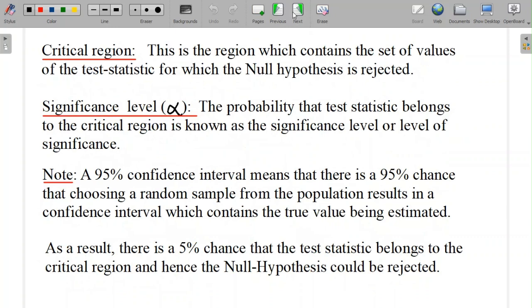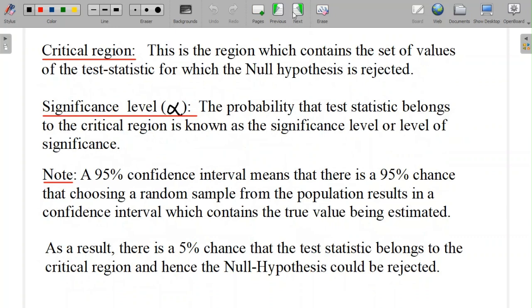Now, the significance level alpha, which will be a part of every question, is the probability that the test statistic belongs to the critical region. This is what we call the significance level or level of significance.